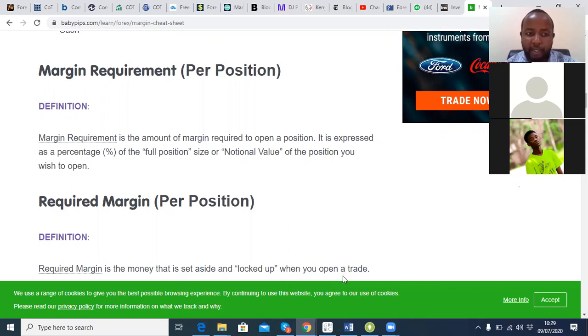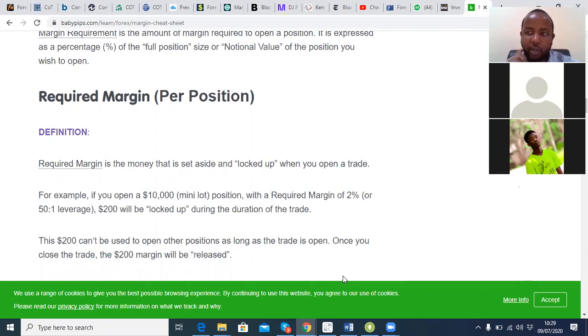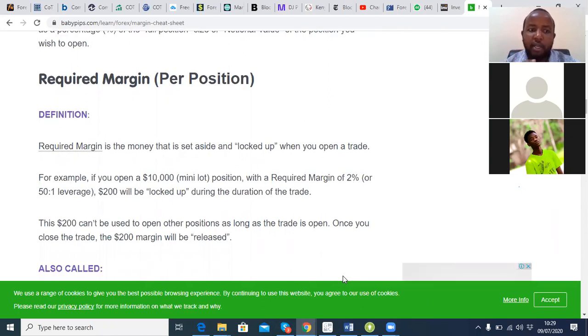So required margin is the money that is set aside. This is what I talked about earlier. Required margin is the amount that is set aside or locked up. So when you open a trade, there is required margin to maintain that position. For that position to keep running, a required margin is needed.